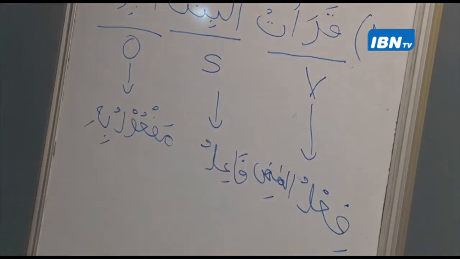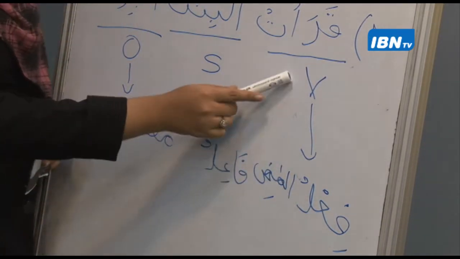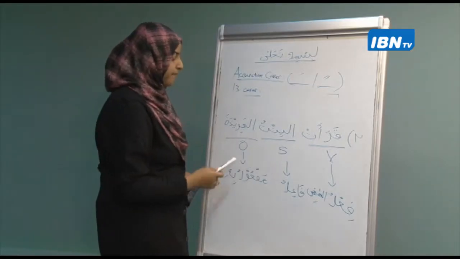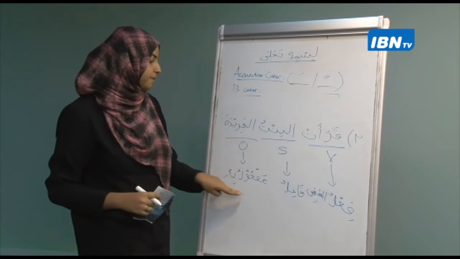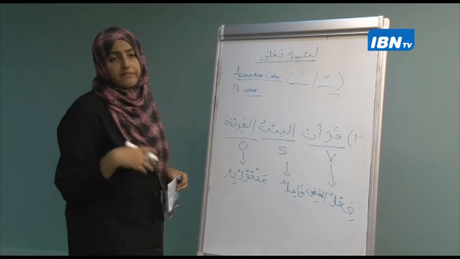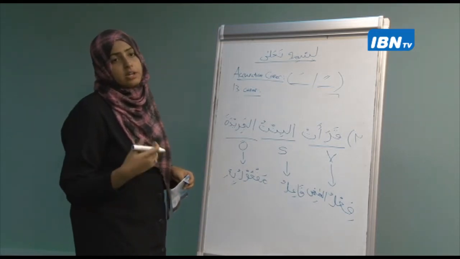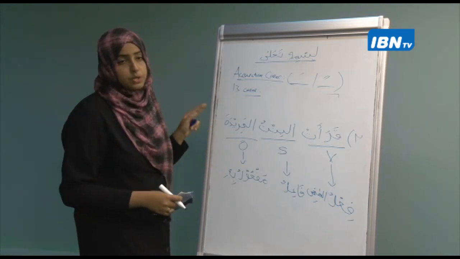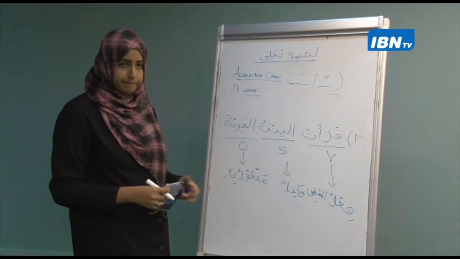Right? So we have the fi'lul madhi, the verb, the fa'il, the subject or the doer, and we finally have the object, the maf'ulu bihi. So if I translate the sentence, the girl read the newspaper. So the newspaper is the object. The newspaper is maf'ulu bihi.